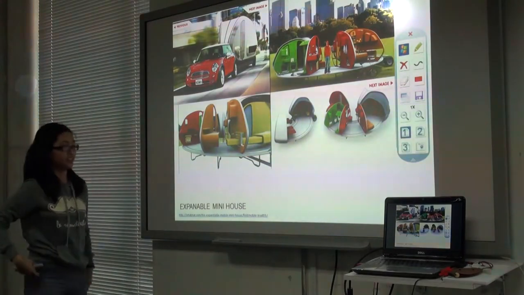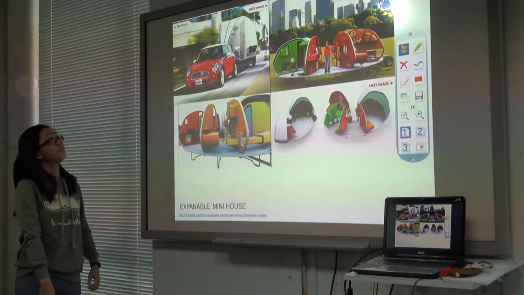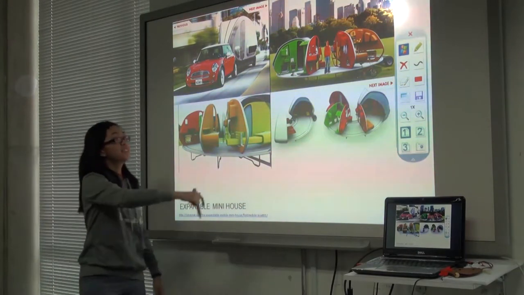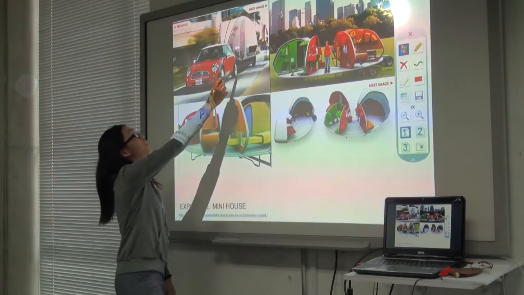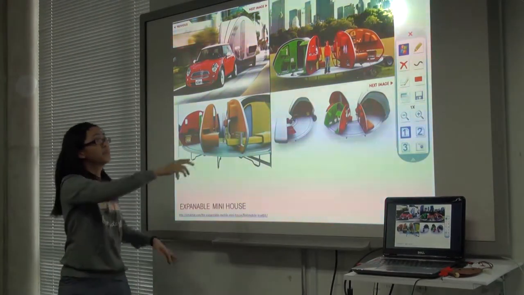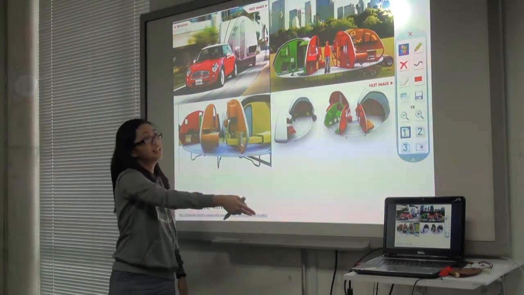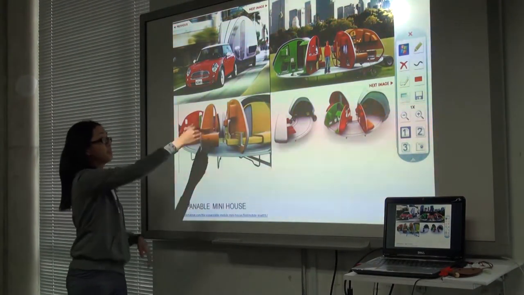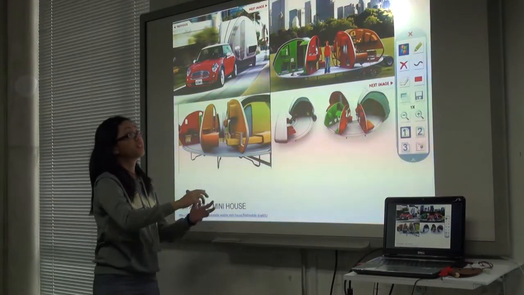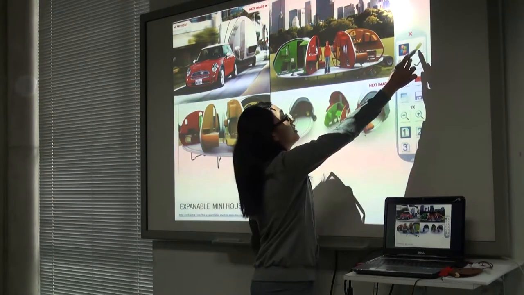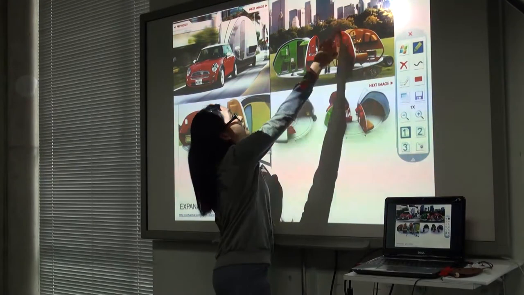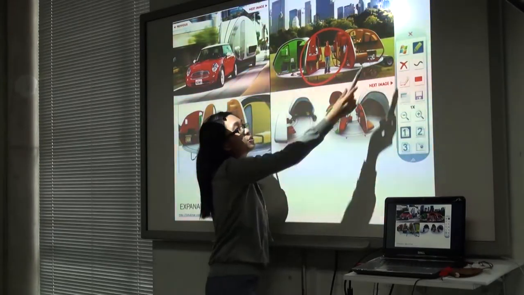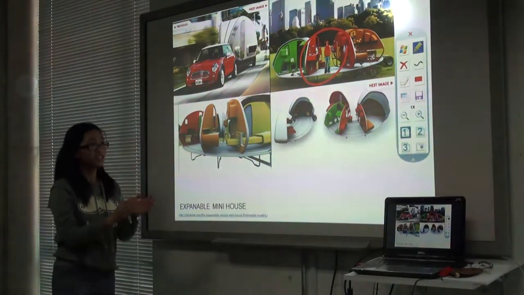This one is an expandable mini house, where people can travel by car and bring it along everywhere. This mini house is a very compact structure, and when they place it onto the ground, like if they want to have a picnic, they can expand the spaces and create a lot of utilities. For this one, it's a kitchen, this one is the toilet, and this is the living room.